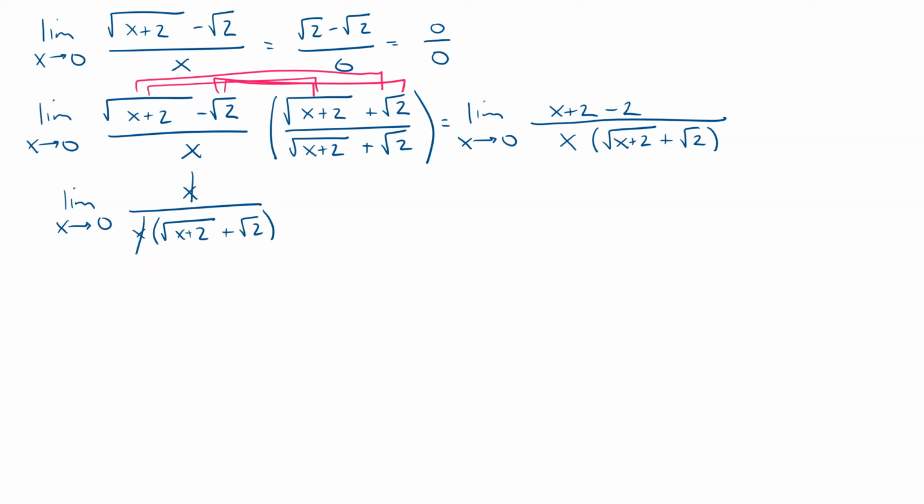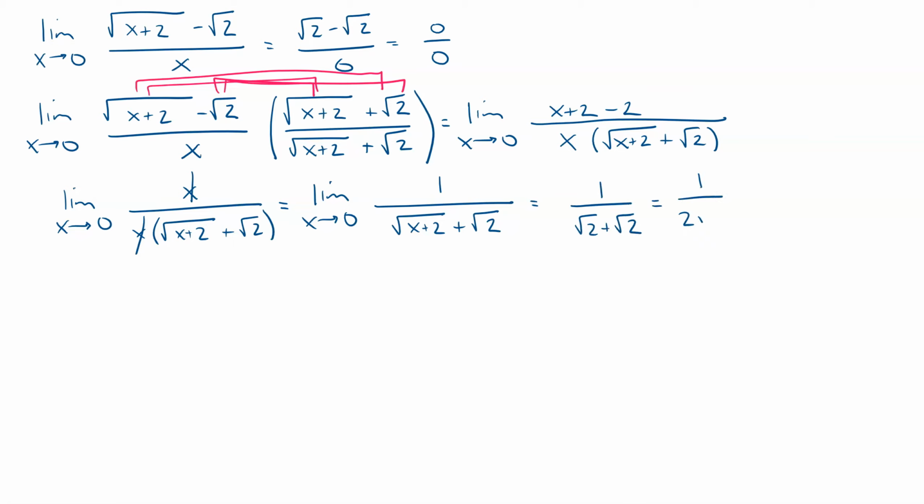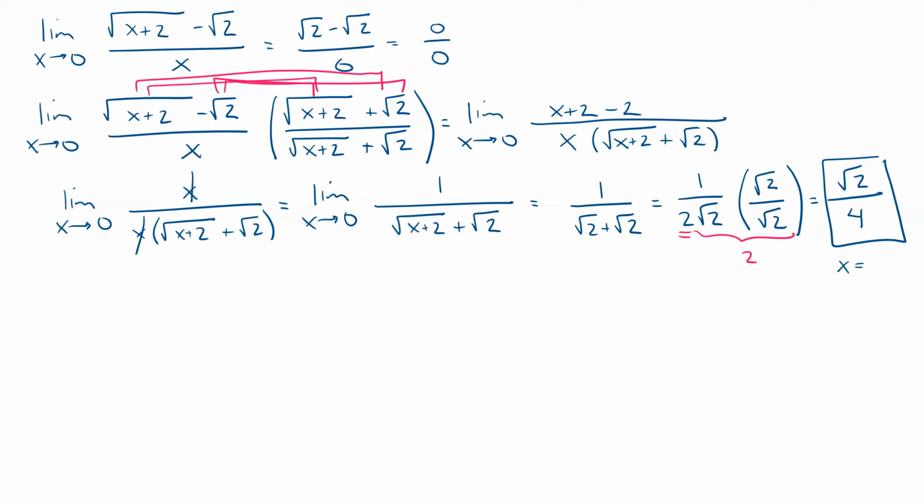Now my x's cancel, and now I can resubstitute. I need to rationalize, and I get rad 2 over rad 2 times rad 2 is 2. This 2 was already here, so I get rad 2 over 4. This is the limit. The restriction is that x can't be 0, and there's a removable discontinuity at 0, comma, rad 2 over 4.